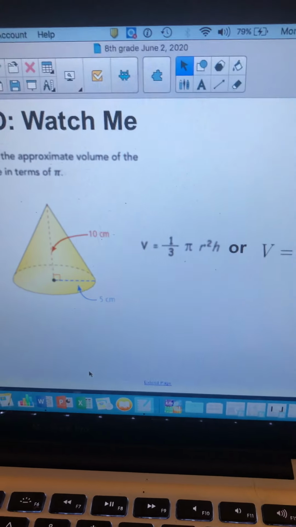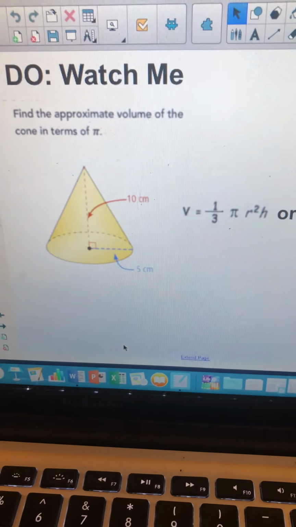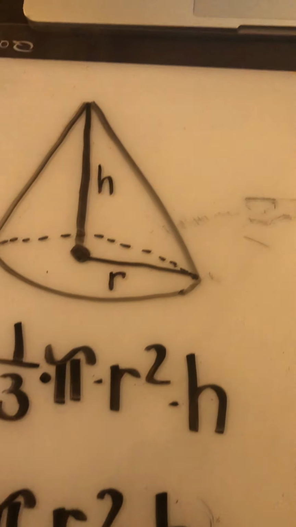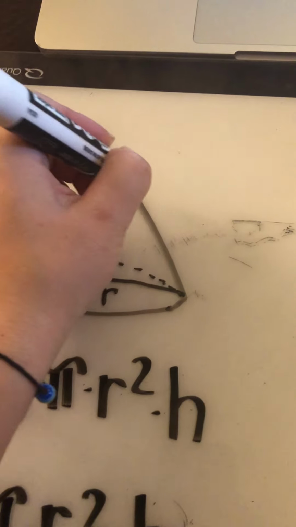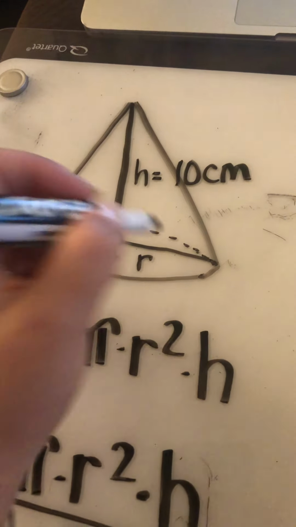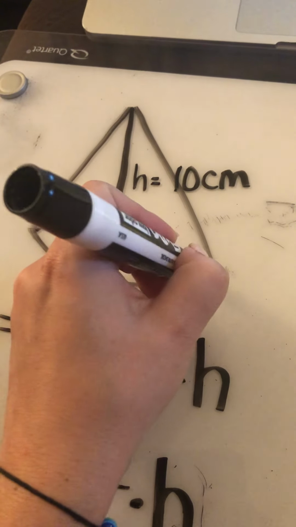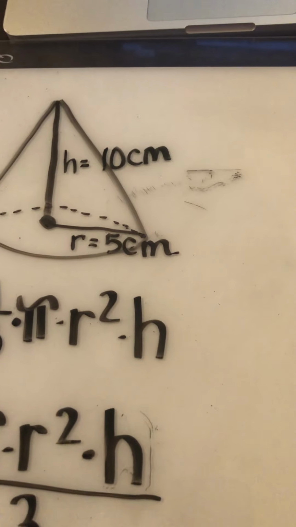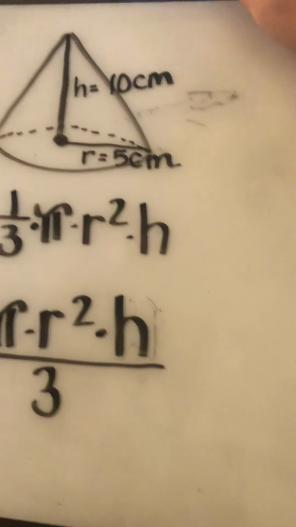So if we keep going in the lesson, I'll show you the formula, we have our first example. So I will write that here. We are given that the height is 10 centimeters and the radius is 5 centimeters. Okay, so we're going to do the same thing we've already done, which is first identifying what we are given, which is what we basically just did, right?